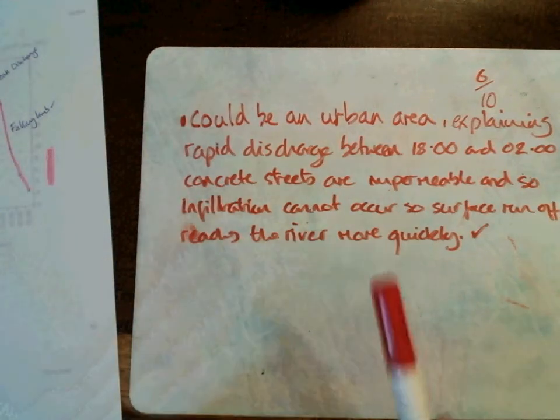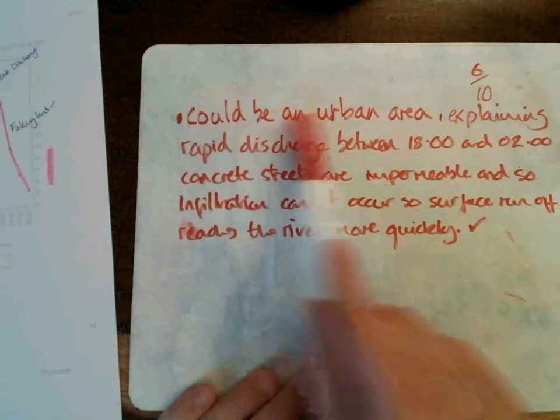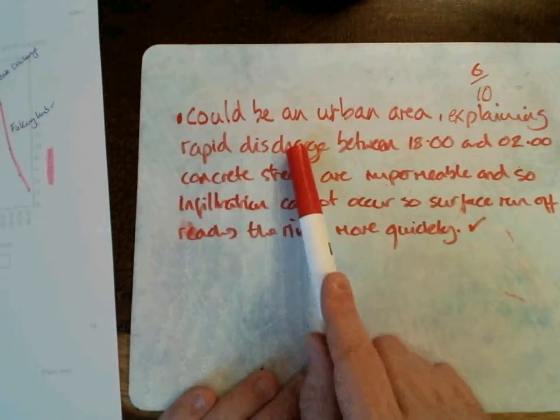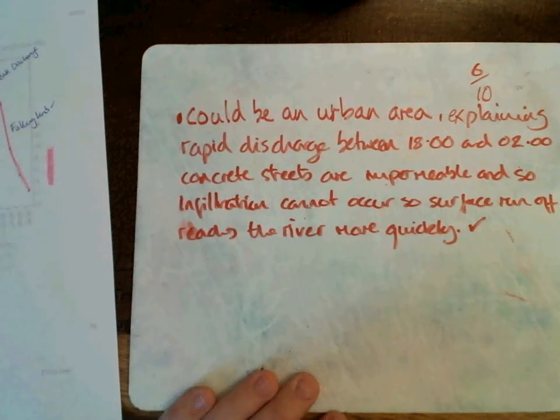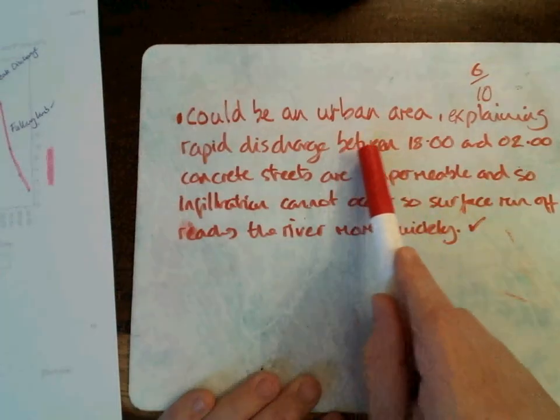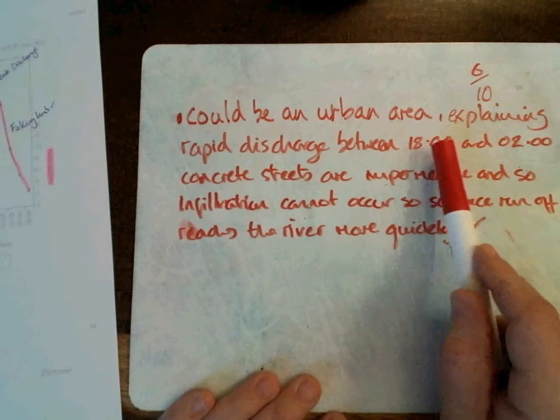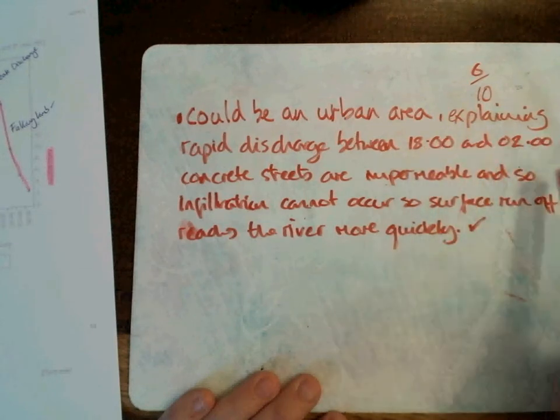First of all, you've clearly defined what it is that you're explaining. It could be an urban area which explains the rapid discharge. I'm thinking to myself, where is that rapid discharge? Can you demonstrate that to me? Well, yes you can. You've said there's rapid discharge between 6 and 2 a.m. 6 o'clock in the evening, sorry, and 2 a.m. Now you've probably already pointed that out in your description section of the answer, but it does no harm just to slightly repeat it here.